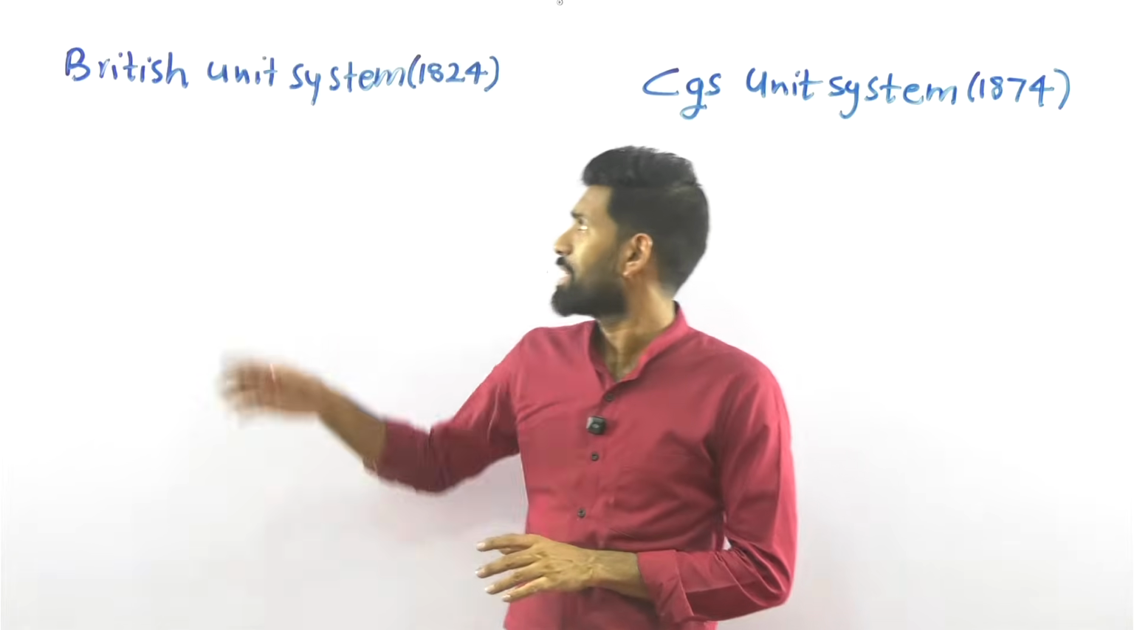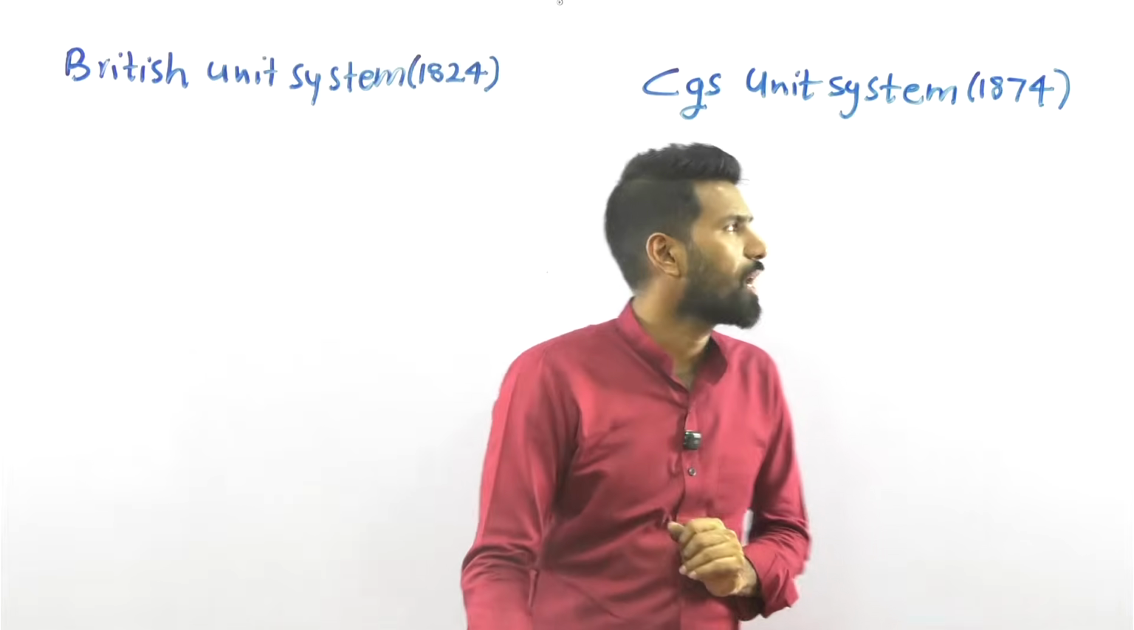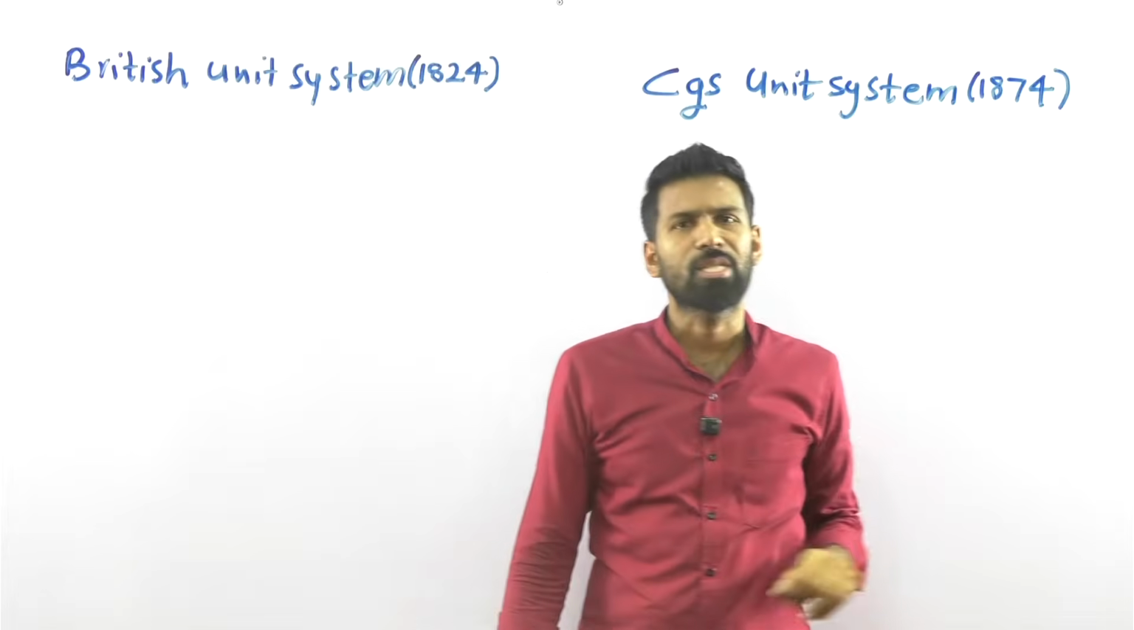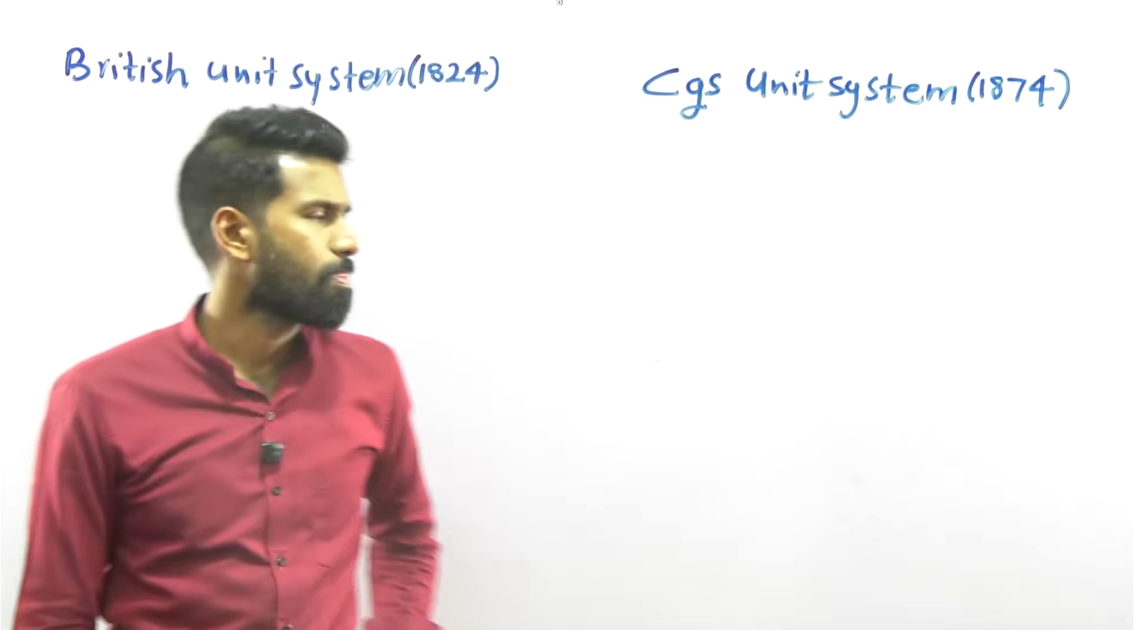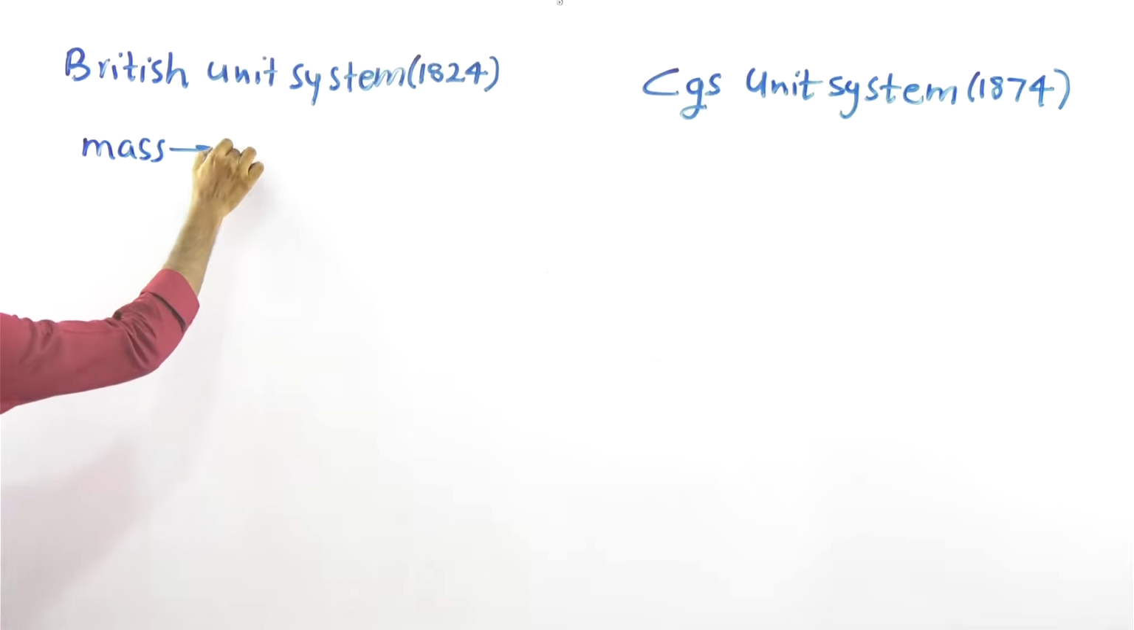One was in 1824, the British Imperial Units, the British Unit System. And the other was the CGS Unit System. Now, in the British Unit System, mass was measured by pounds.